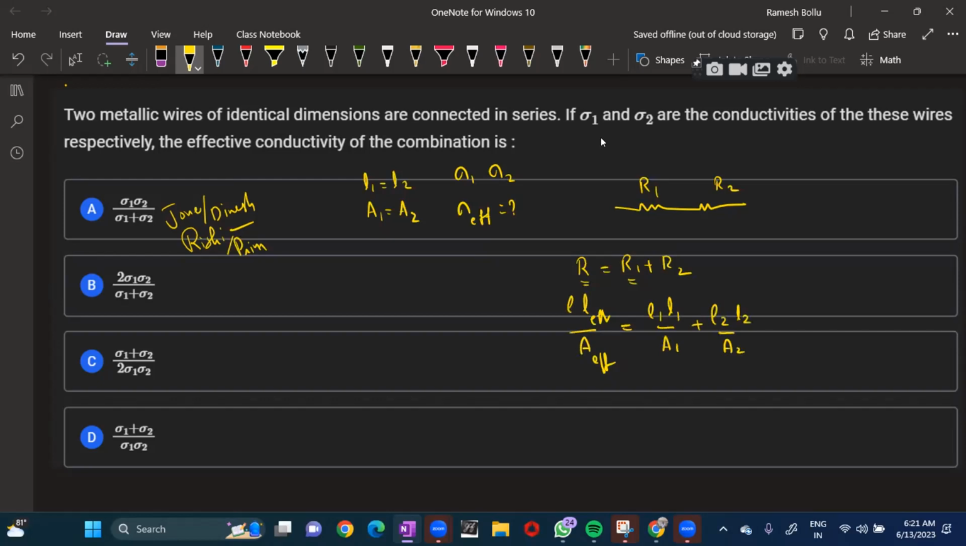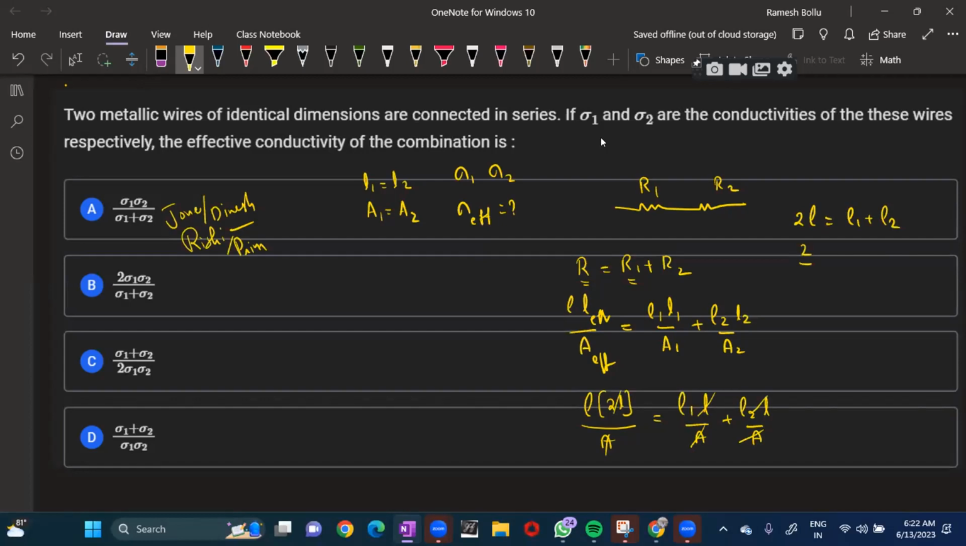The lengths are the same, no? What is the effective length? L plus L, how much? 2L, by area of cross section, how much? Same only, capital A. Rho1 into L by A plus Rho2 into L by A. Area and length cancel out. 2 rho equals how much? Rho1 plus Rho2.